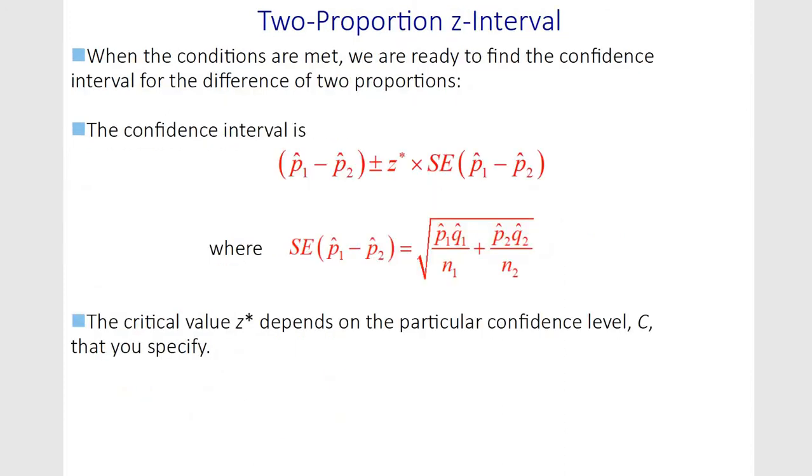All right, so when the conditions are met, we are ready to find the confidence interval for the difference of two proportions. So that's called a two-proportion z-interval. So the confidence interval is this, all right, with the standard error being this. The critical value depends on the particular confidence level. We know that, like, for a 90% confidence interval, for example.